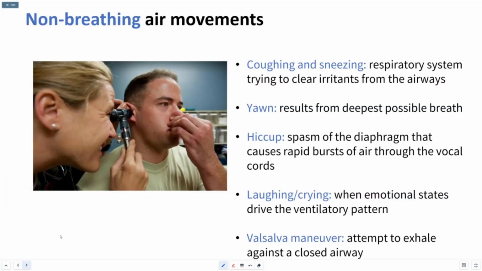There are several non-breathing air movements: coughing, sneezing. These are to help clear irritants from the airway. Yawning, resulting from deepest possible breath when you get tired. Hiccuping, a spasm of the diaphragm that causes a rapid burst of air flowing through the vocal cords. And of course, laughing, crying, which are emotional states that drive ventilatory pattern. And we also have a clinical application called the Valsalva maneuver, which is an attempt to exhale if the airway gets closed. It's going to help somebody regain the ability to breathe.